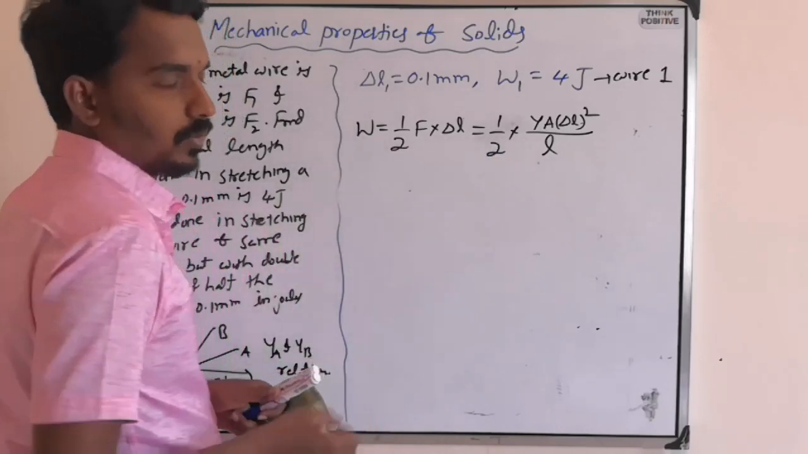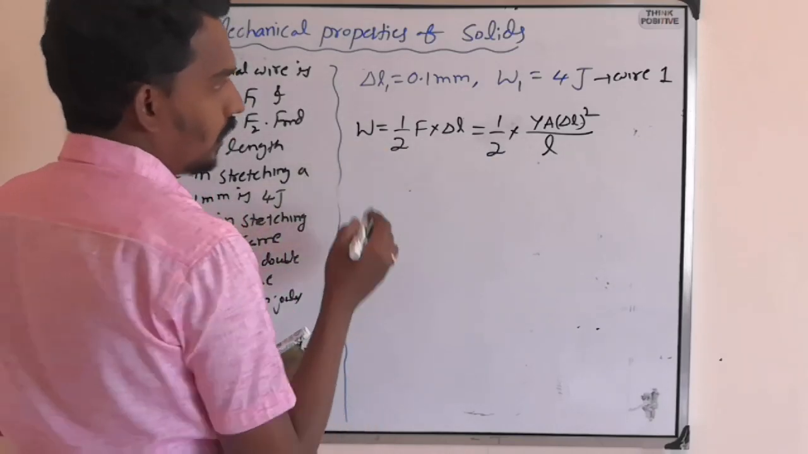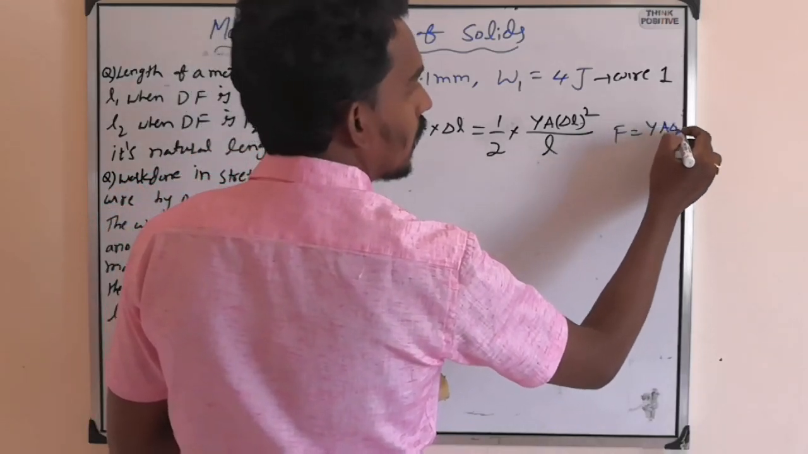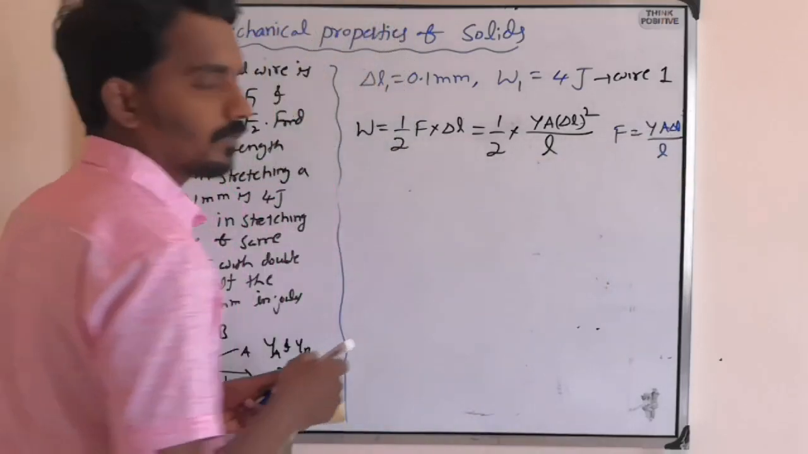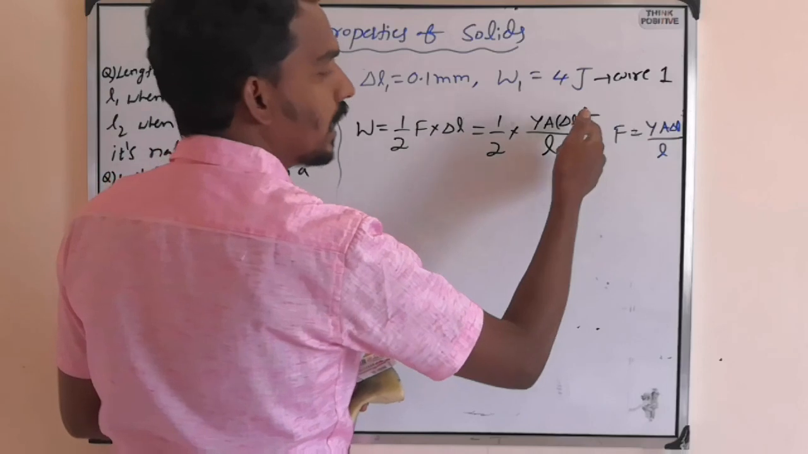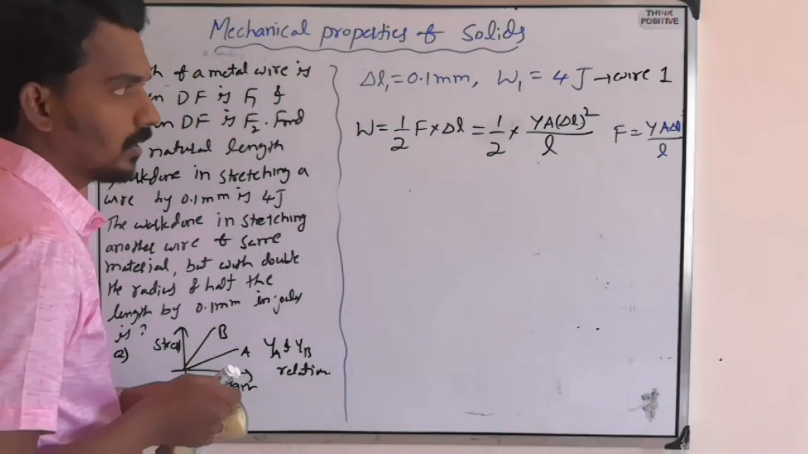We already discussed this one. So what F value did I substitute? F is Y A delta L by L. This is the value I substituted. So it became Y A delta L whole square by L.